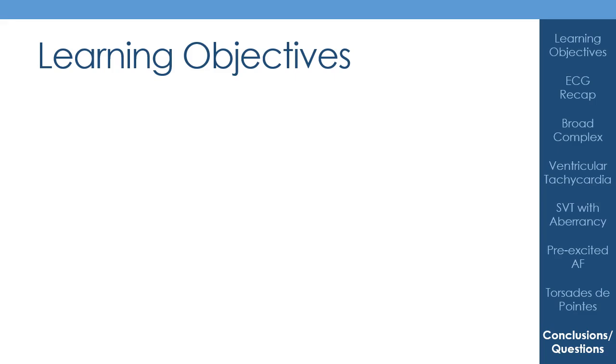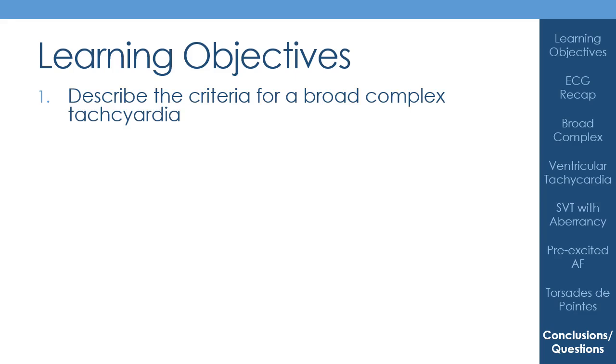Okay, so that's the end of this lecture. I just want to go through the learning objectives and make sure we've covered everything. So one, we've described the criteria for a broad complex tachycardia. Essentially the QRS complex is broader than 120 milliseconds, and it's going faster than 100 beats a minute.